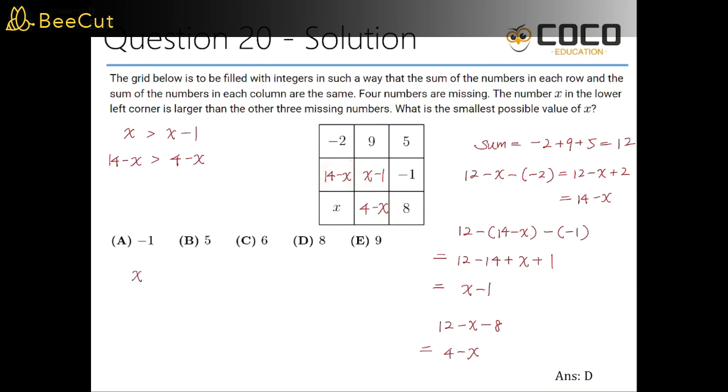So we have x greater than 14 minus x. Then plus x on both sides. 2x is greater than 14. x is greater than 7. Okay, x is greater than 7, so the minimum value for x is 8. Answer is D.